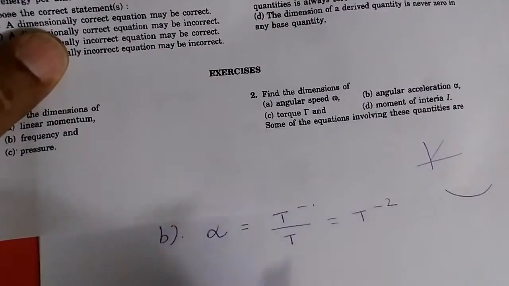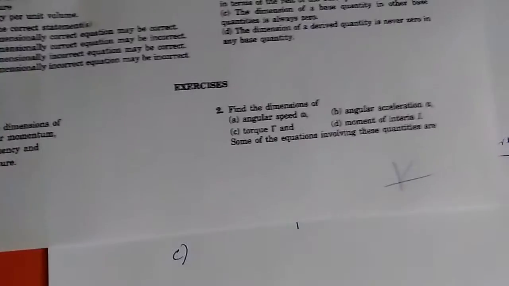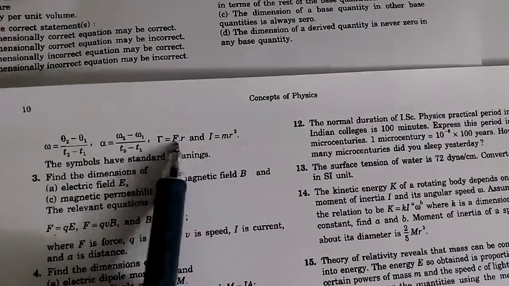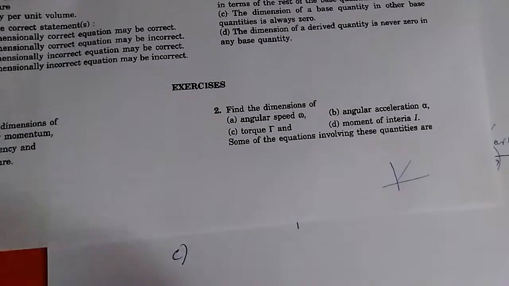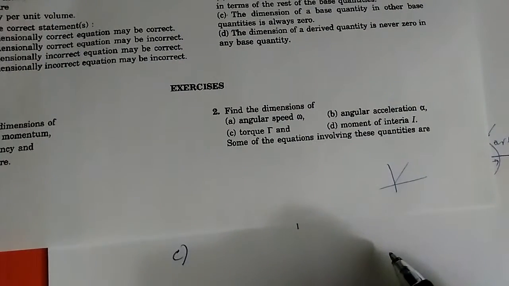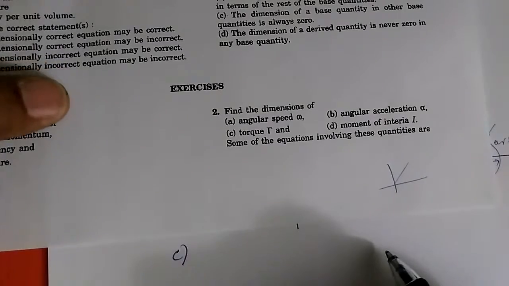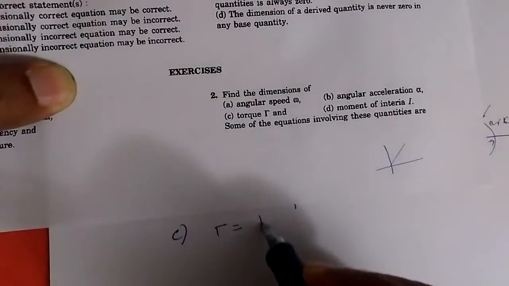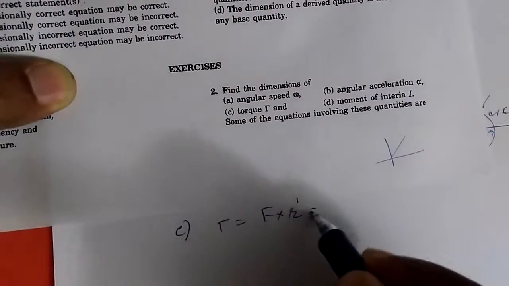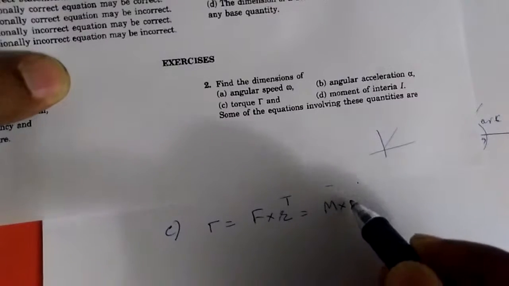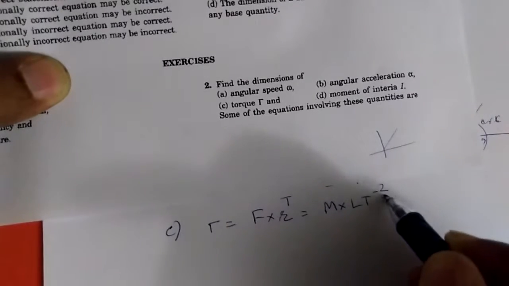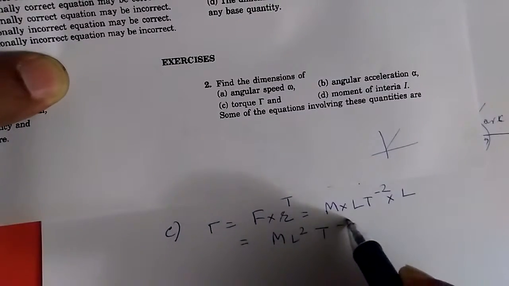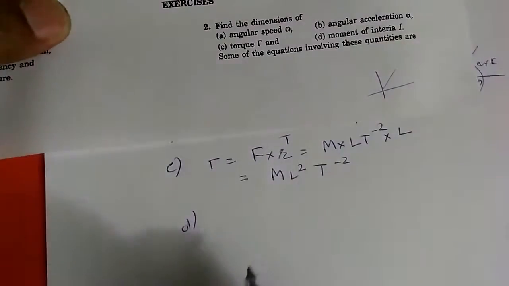The torque, C, and we are given the torque. If you don't know, you can refer to this problem set. Force multiplied by the distance, that is called the torque. So if you are trying to bend something across an axis, then the multiplication of the force and the distance is called torque. Tau is given by force multiplied by the distance, and force is mass into acceleration. Acceleration is L T to the power -2 multiplied by distance L, so this becomes M L square T to the power -2.